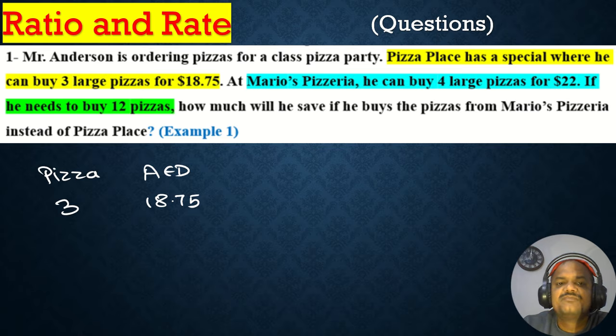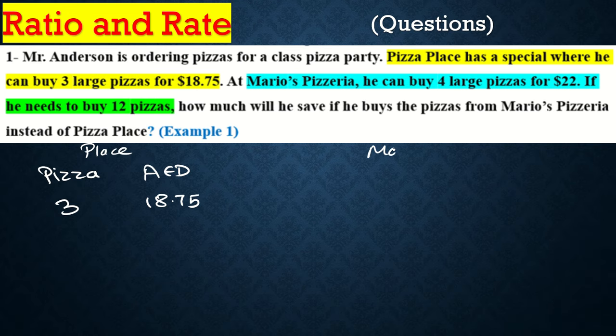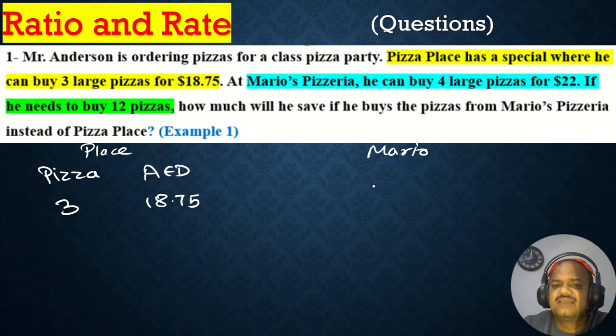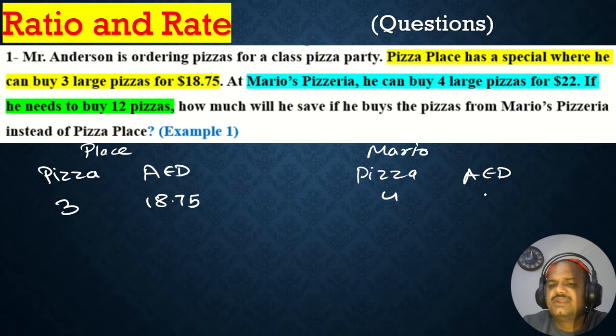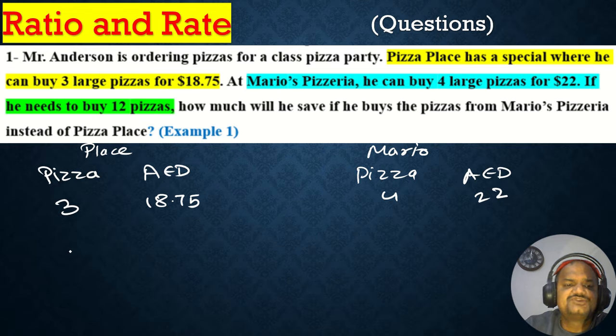We'll see later. At Mario's Pizzeria, this is another shop. Okay, so this is Pizza Place, and Mario's Pizzeria is another shop. They can buy 4 pizzas for 22 dirhams. Now he needs to buy 12 pizzas here. So the question is, how much money will they save after this comparison?